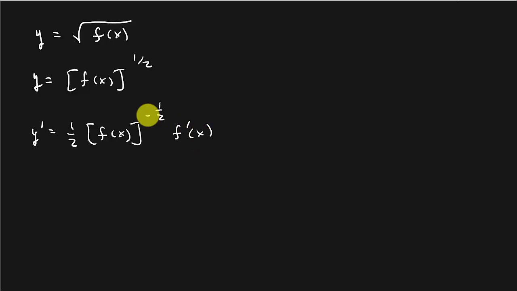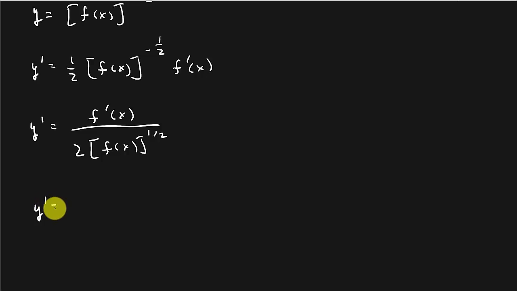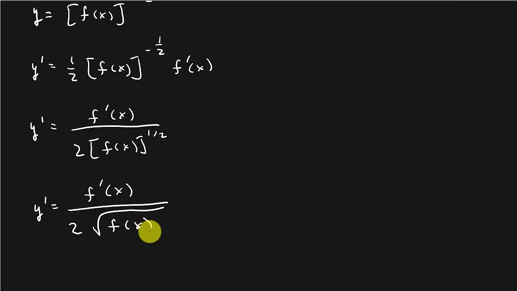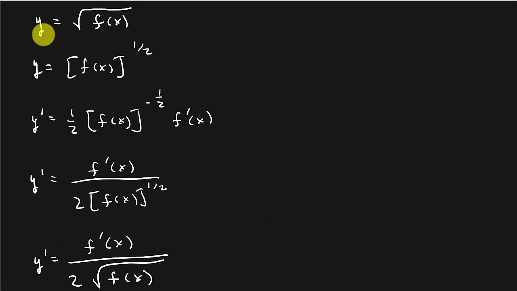And so now this, I'm going to move down to the denominator. So y prime is going to be f prime of x over 2 times f of x to the positive 1/2. And so y prime is equal to f prime of x over 2 square root of f of x. And there's your formula there. Whenever you're taking the square root of some function, 2 times the square root of that function goes in the denominator, and then the derivative of what's underneath the radical goes in the numerator. And that's taking the derivative of a square root function.